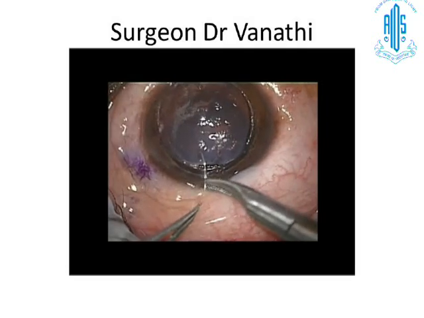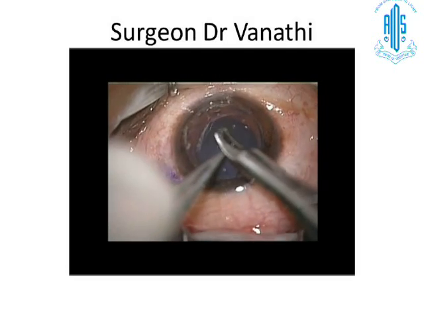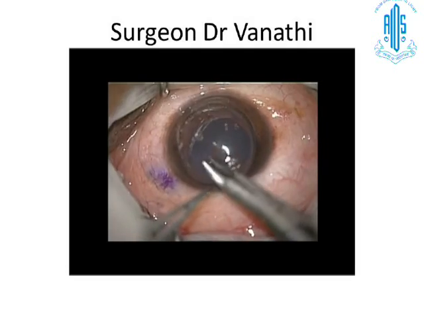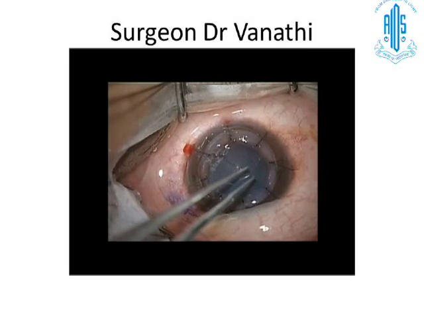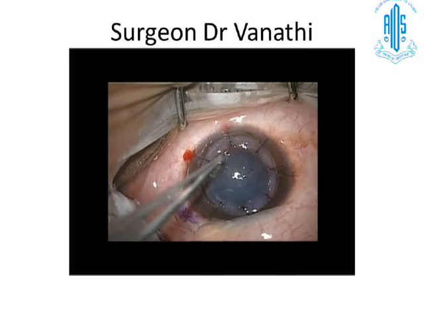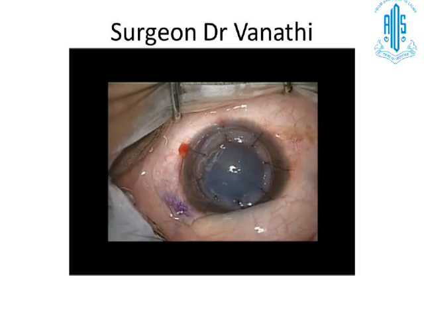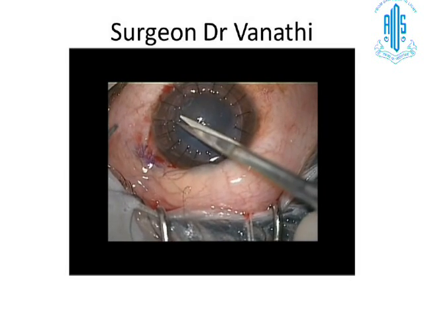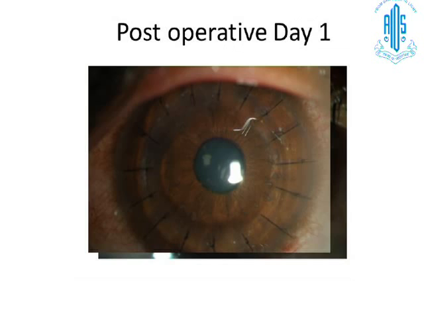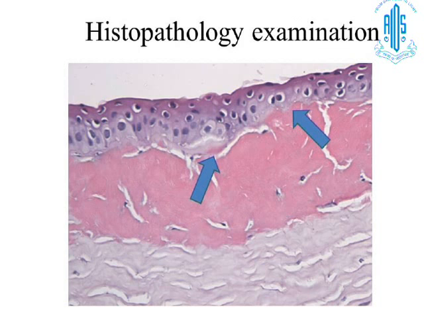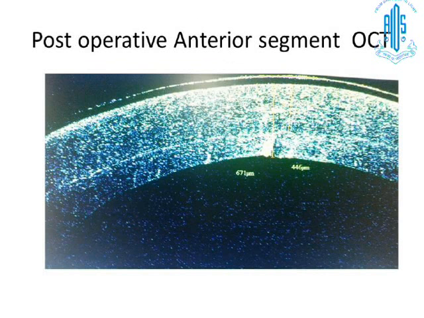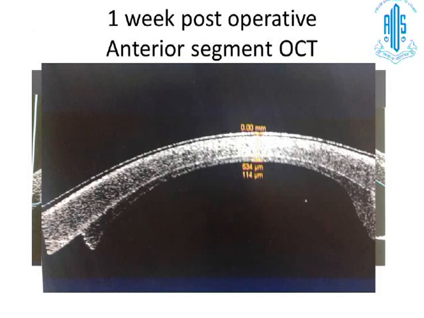And for this, we now have the Zeiss Lumera microscope, which will have an ASOCT inbuilt. So that is another tool which could be helpful in such cases. And this patient was then sutured, and the surgery went off very well. This is the patient post-operatively on the first day, and this is what it looks like. And the histopathological examination had confirmed a Reis-Bücklers dystrophy. And this is the post-operative ASOCT of the patient.